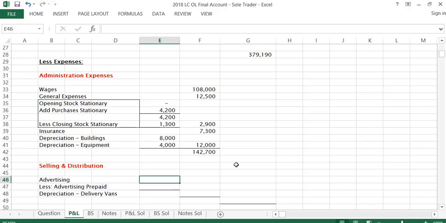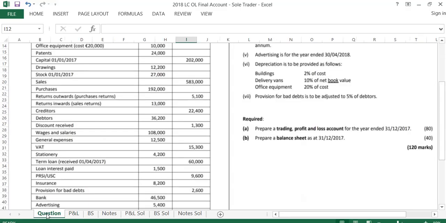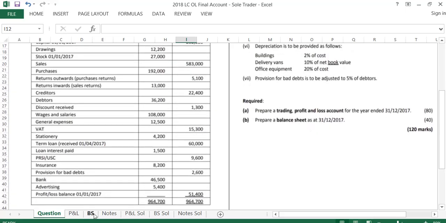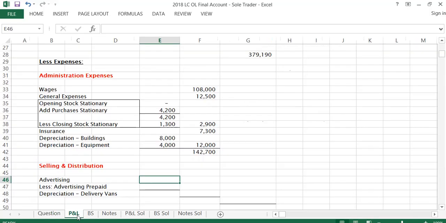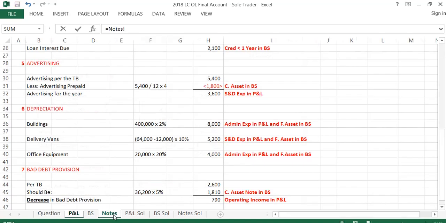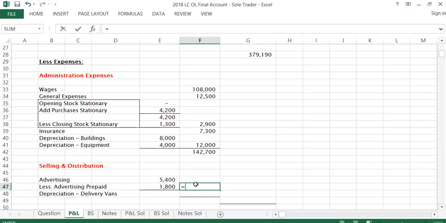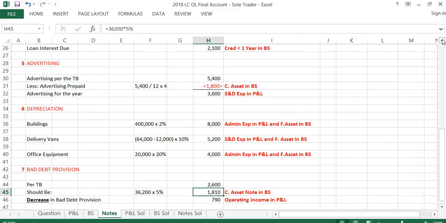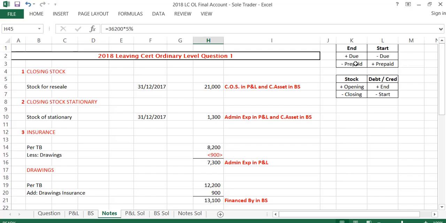My selling and distribution expenses. So first of all, I have advertising. So the advertising for the year I can see is 5,400. But I need to take away the prepaid part of that. So advertising for the year was 5,400, but I'm going to take away advertising prepaid. And advertising prepaid from the notes is €1,800. And again, we always say that we add stuff that's due at the end of the year and we take away things that are prepaid. So up here, again, we're adding at the end of the year, and the balance sheet's always at the end of the year. So we add stuff that's due and we take away stuff that's prepaid for the expenses.